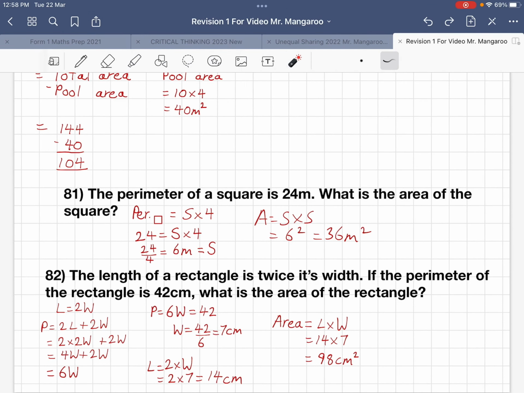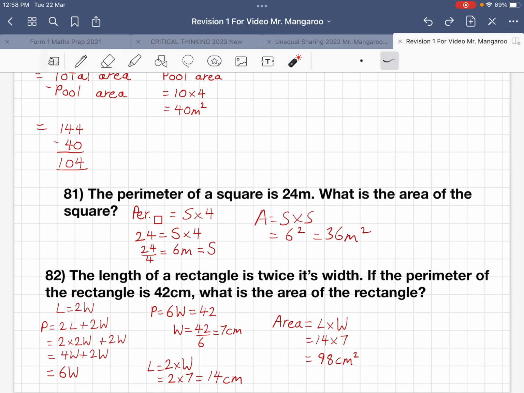82. The length of a rectangle is twice its width. And then we have the perimeter is 42. So let's first determine the length and the width of the rectangle, and then we can determine the area. So we can say length is twice the width, or 2w. Right, we know for perimeter it's 2 length plus 2 width. So we're going to replace this 2 length.